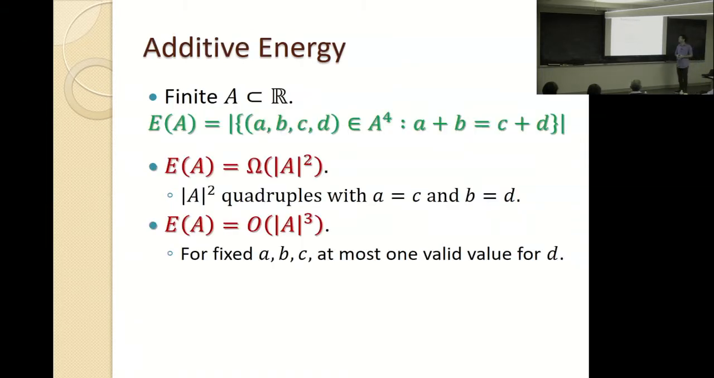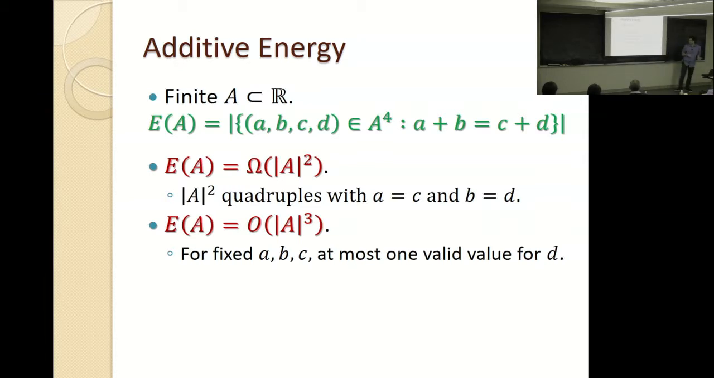Okay, another very basic concept that Misha also talked about is additive energy. If we have a finite set of numbers A, the additive energy is the number of quadruples a, b, c, d in our set, such that a plus b is c plus d. We have two representations of the same sum. It's very easy to show the energy is at least A squared because there are A squared degenerate quadruples where a and c are the same, and b and d are the same. It's also very easy to show that it's at most A cubed because after fixing a, b, and c, there's at most one valid value for d.